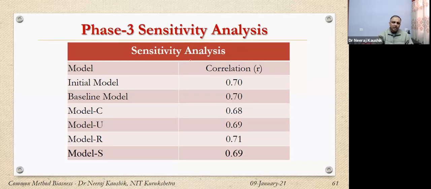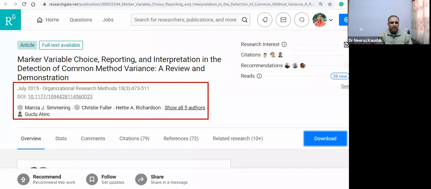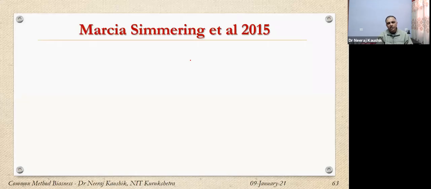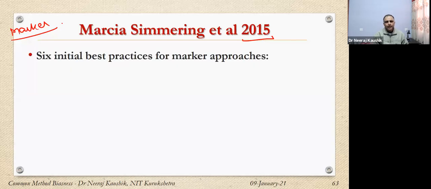And after that, there was another paper. They said something more about the marker variable. Now there is a 6-step process. Let me just quickly go to the 6-step process given by Marcia. This is the latest one which we recommend today: how to choose a marker variable. Just look for the 6-step process, and please ensure that you mention these steps in your work.